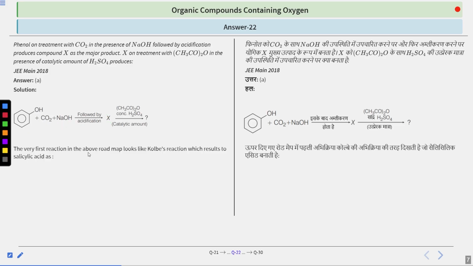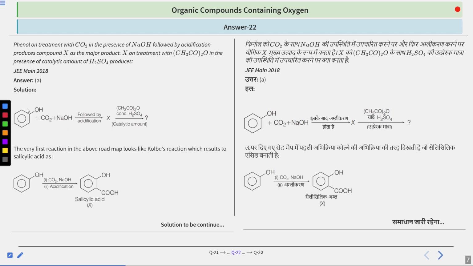The very first reaction in the above roadmap looks like the Kolbe reaction. So this first reaction is looking like a Kolbe reaction, which results in salicylic acid. So when phenol reacts with CO2 and NaOH, and when you do acidification of that, you will get a product named salicylic acid. This is the Kolbe name reaction. Salicylic acid is a benzene having OH and COOH groups. So this is compound X.